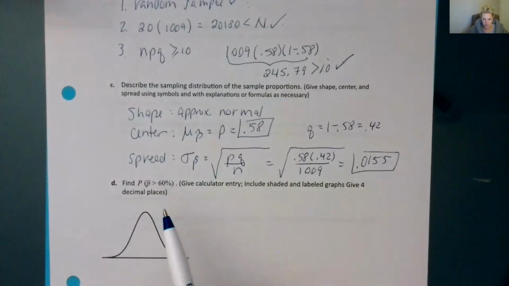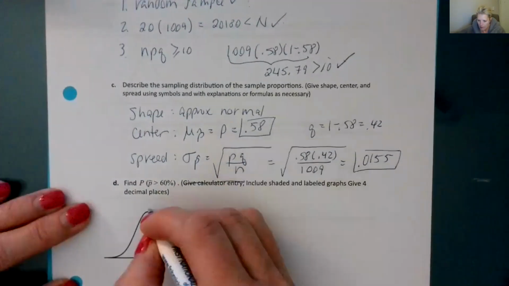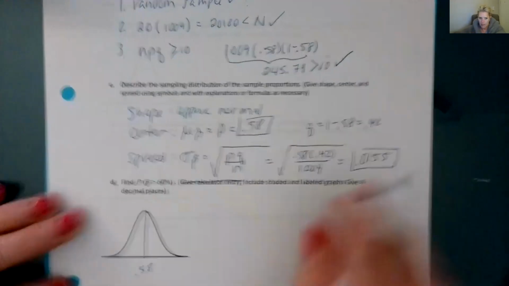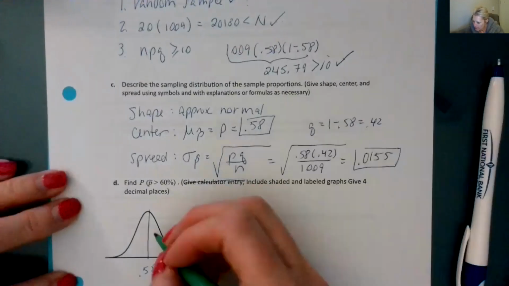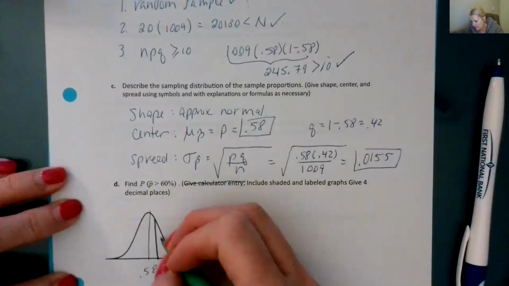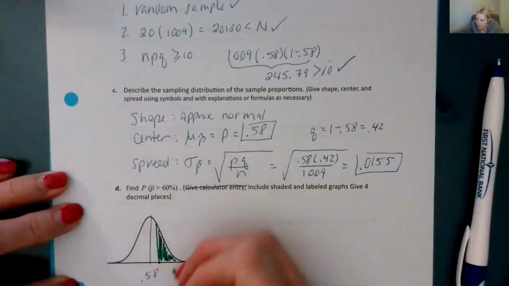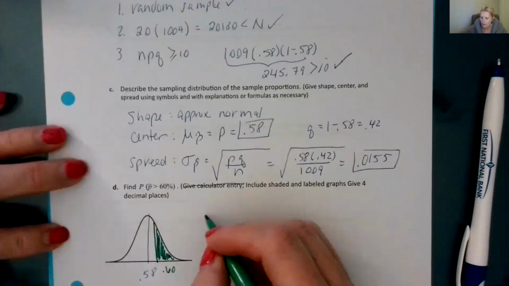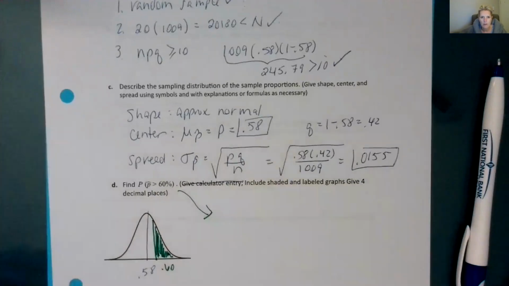Give calculator entry, and we don't have to worry about that, but you do need to draw on here that we think the center is at about 58%, and we want to know what is the likelihood that the p hat is bigger than 60. Okay, so we are going to put that into StatCrunch and find out. So let's go to StatCrunch and change our scenario here.